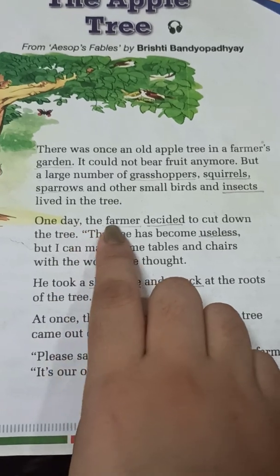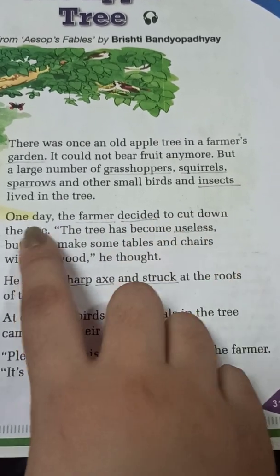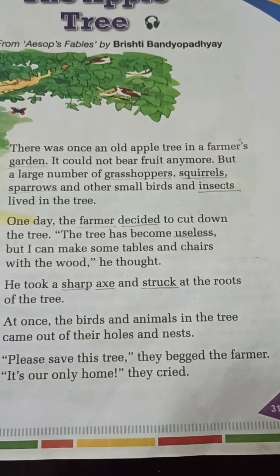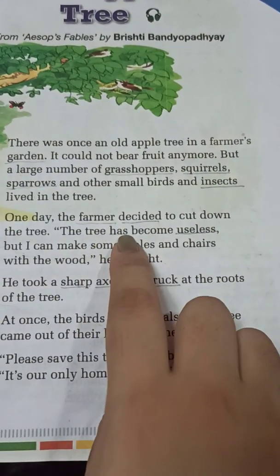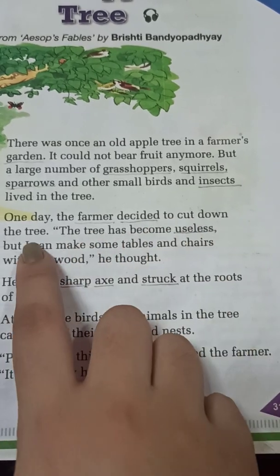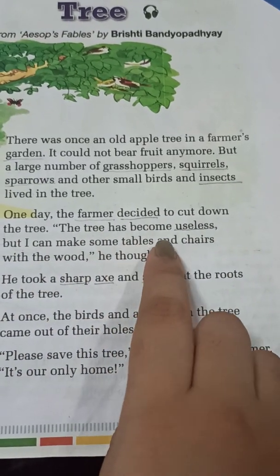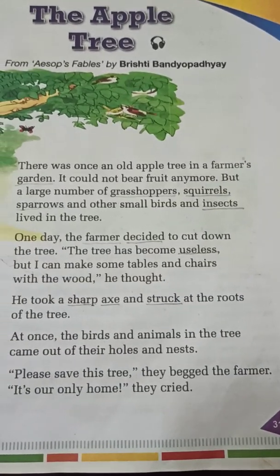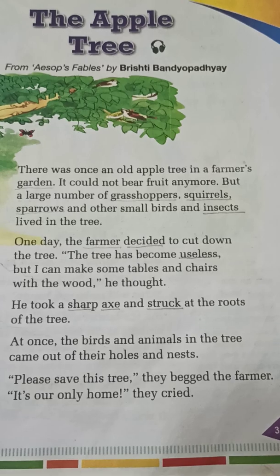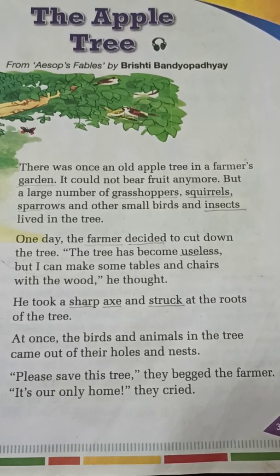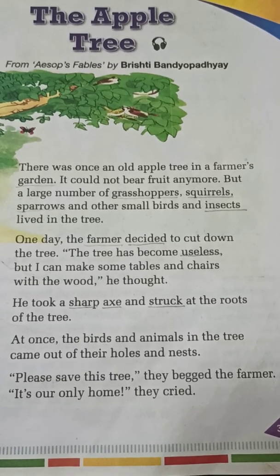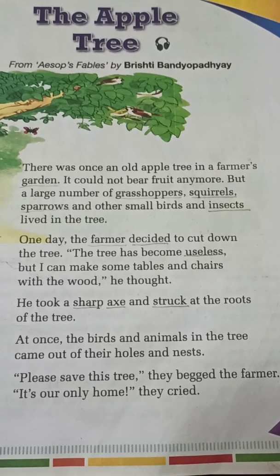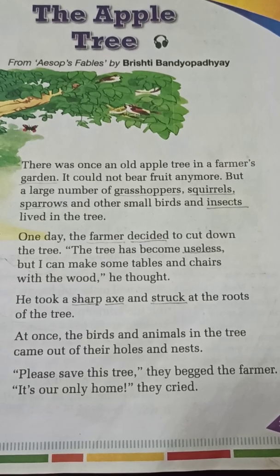One day, the farmer decided to cut down the tree. The tree has become useless, but I can make some tables and chairs with the wood, he thought. The farmer thought to himself, I must go and cut down the tree. Why does the farmer want to cut down the tree? Because the tree has become useless.